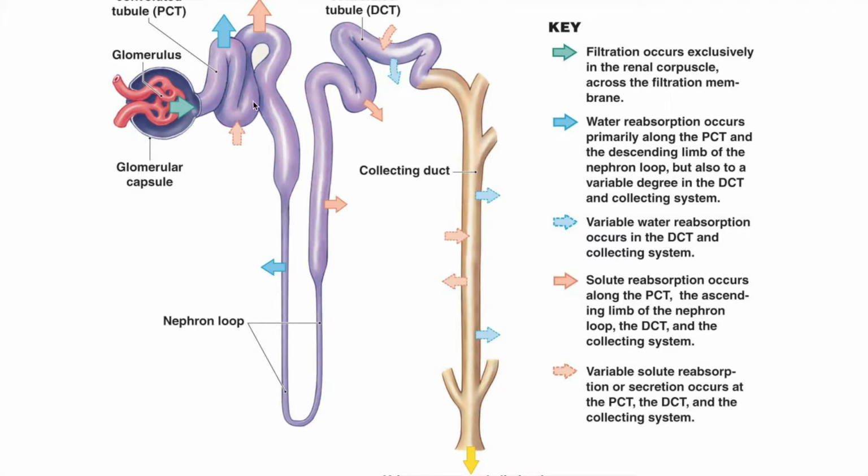Then in the proximal convoluted tubule, we reabsorb nutrients and water. Then in this nephron loop, or it's sometimes called the loop of Henle, this establishes an osmotic gradient in the renal medulla, and this allows us to concentrate our urine if we need to. In the distal convoluted tubule, we have secretion and absorption going on, reabsorbing nutrients and getting rid of wastes. And then in the collecting duct, it's mainly water reabsorption, depending on the body's needs.